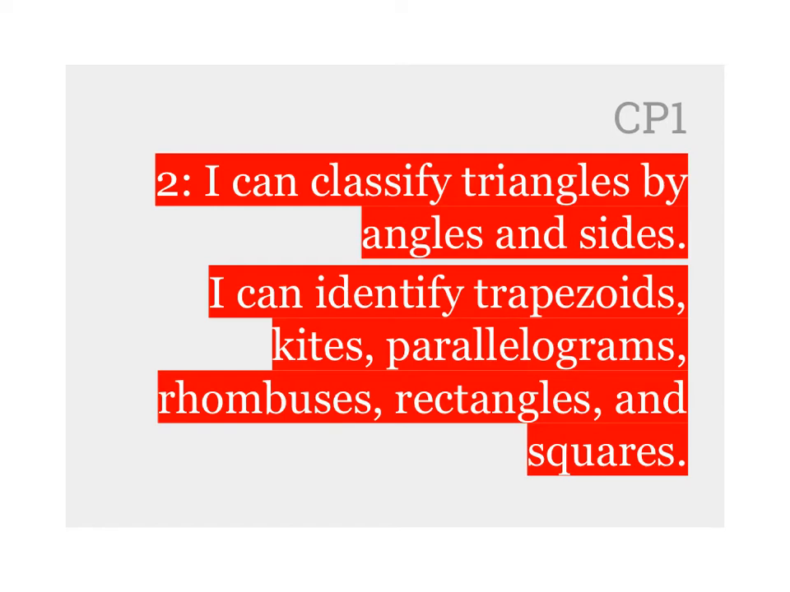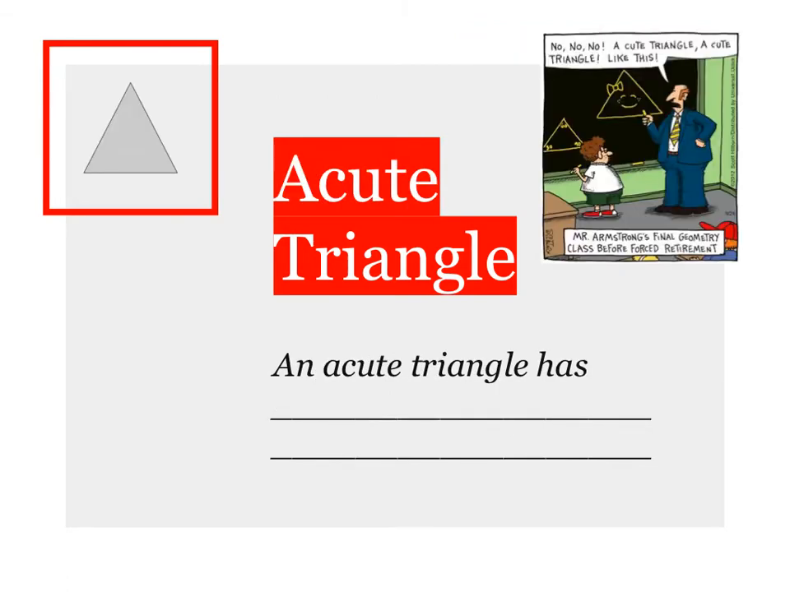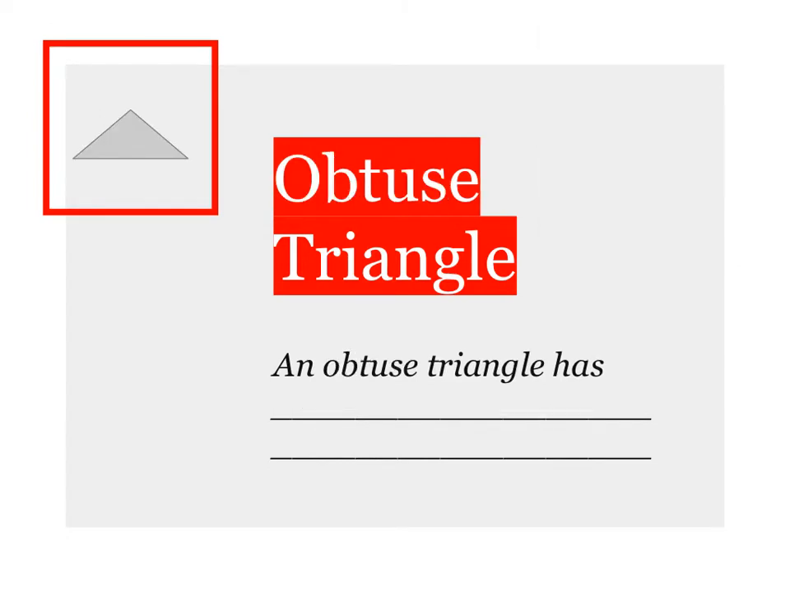CP1-2 is all about classifying both triangles and some special quadrilaterals. So a right triangle has exactly one right angle. An acute triangle has three acute angles, so all their angles are less than 90 degrees. And then an obtuse triangle has exactly one obtuse angle.